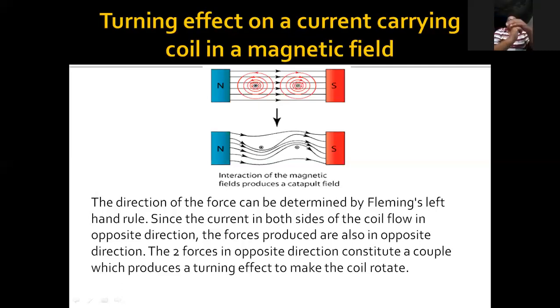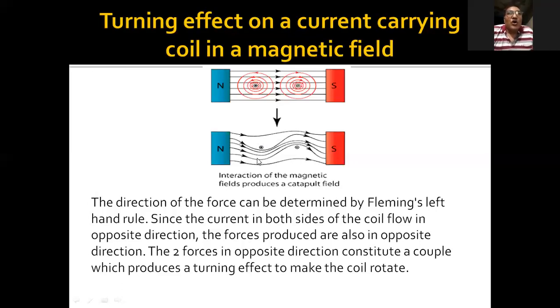And the magnetic field line around it, according to the right-hand rule, is anti-clockwise. And above this conductor, you see the direction of the magnetic field lines due to the conductor. And the direction of the magnetic field lines due to the north and the south pole are opposite to each other. So what will happen? Above this conductor, the magnetic field lines are opposite. So here, the magnetic field will be weaker.